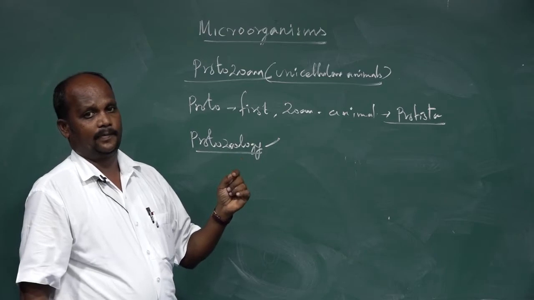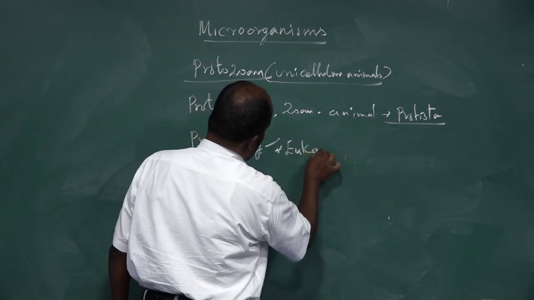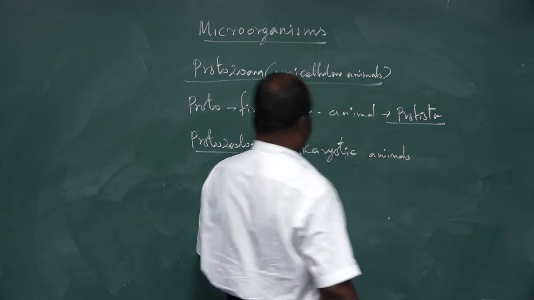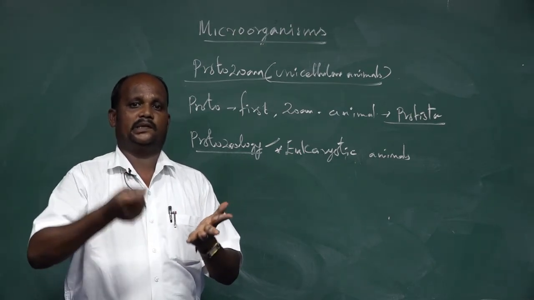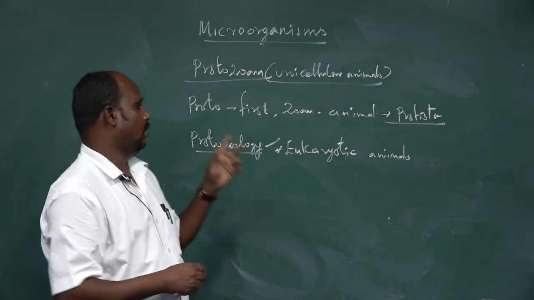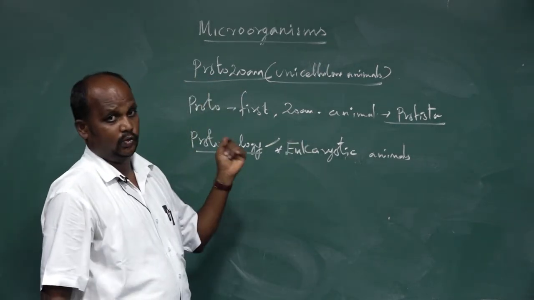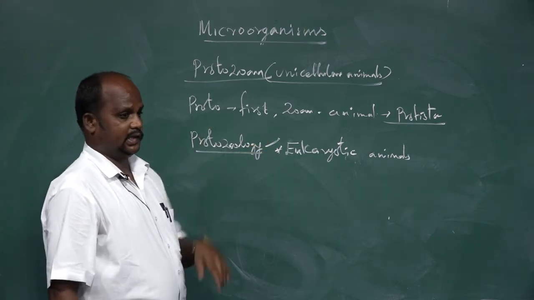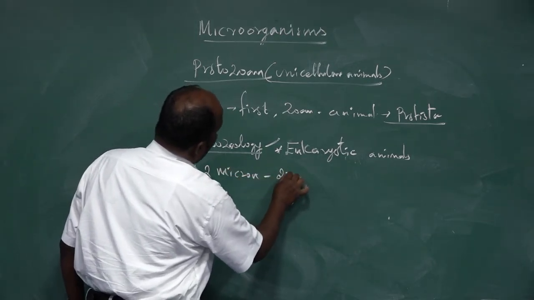All the protozoans are eukaryotic organisms. I told you, eukaryotic means the animal body is made up of a single cell, but inside the cell the nucleus is very clearly developed. So the protozoan nucleus structure appears very clearly, and it is called a eukaryotic animal. Protozoans are microbes. Their size, listen, is a minimum of 2 microns up to 200 microns.